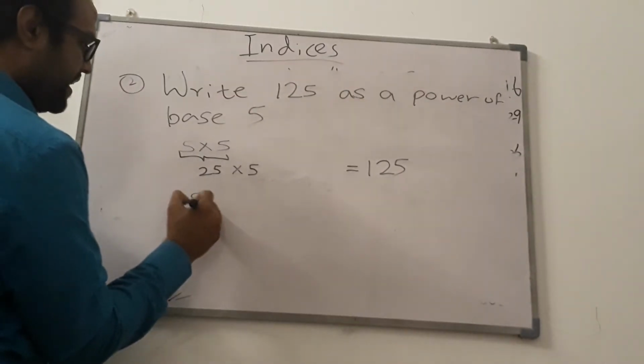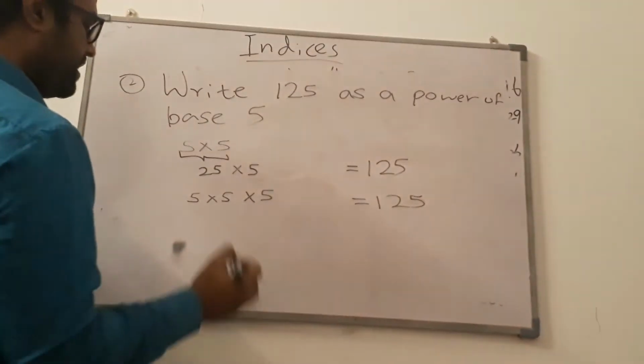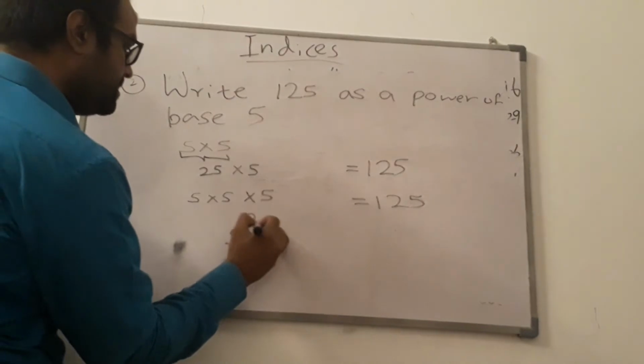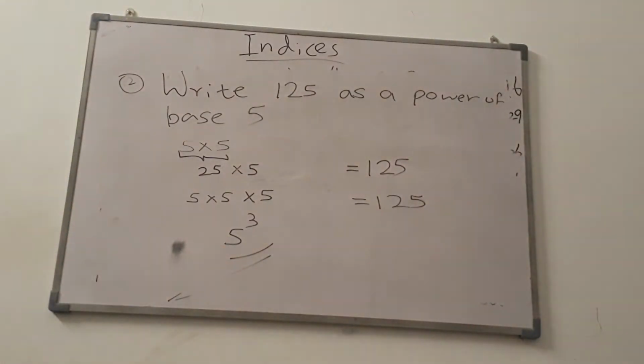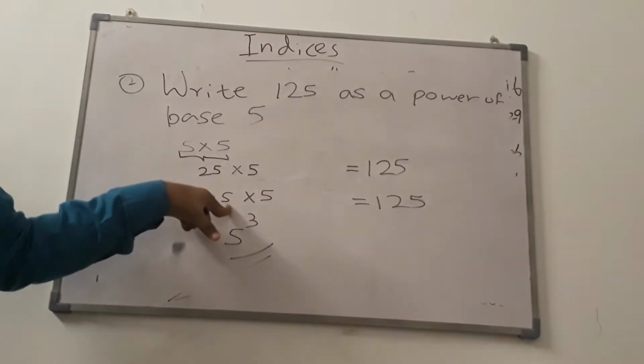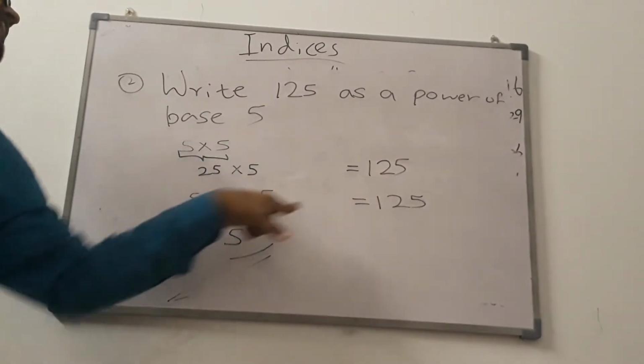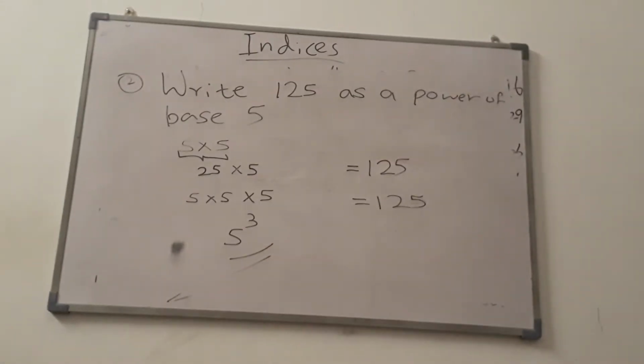So the answer is 5 to the power 3. 125 can be written as 5 to the power 3. But there's another method.